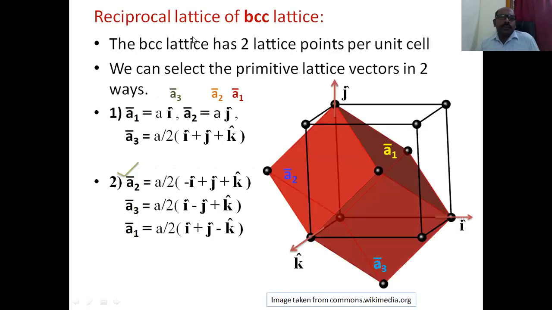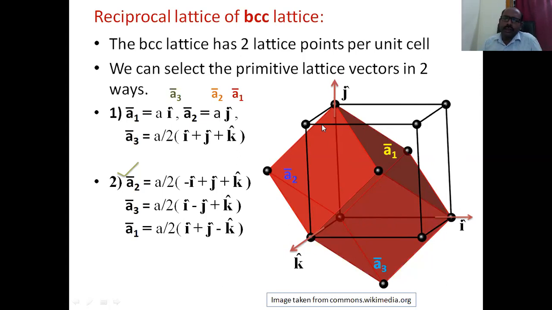Right, reciprocal lattice of BCC lattice. Now here we are seeing a BCC lattice, a cube with black edges, and there are three red edges also. Remaining are five edges, one, two, three, four. Okay, total how many edges do we have? 4 plus 4, 8, plus 4, total 12 edges.